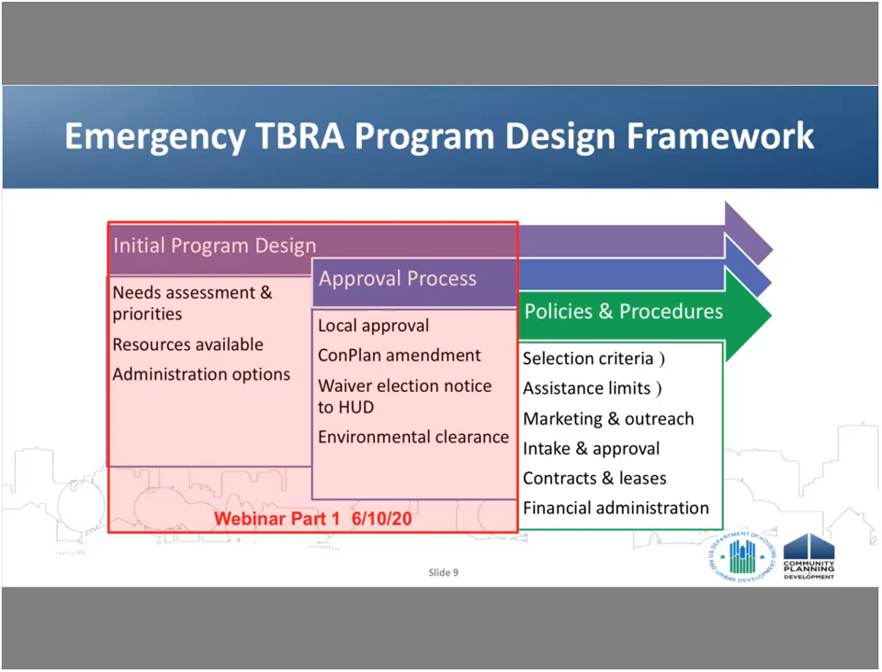In just a second, when I hand things over to Monty, he's going to remind us of some of the core program administration issues we need to keep in mind. And then we'll be talking through program policies, including selection criteria, such as income eligibility and financial hardship, the types and levels of assistance that we're providing for, and unit requirements.